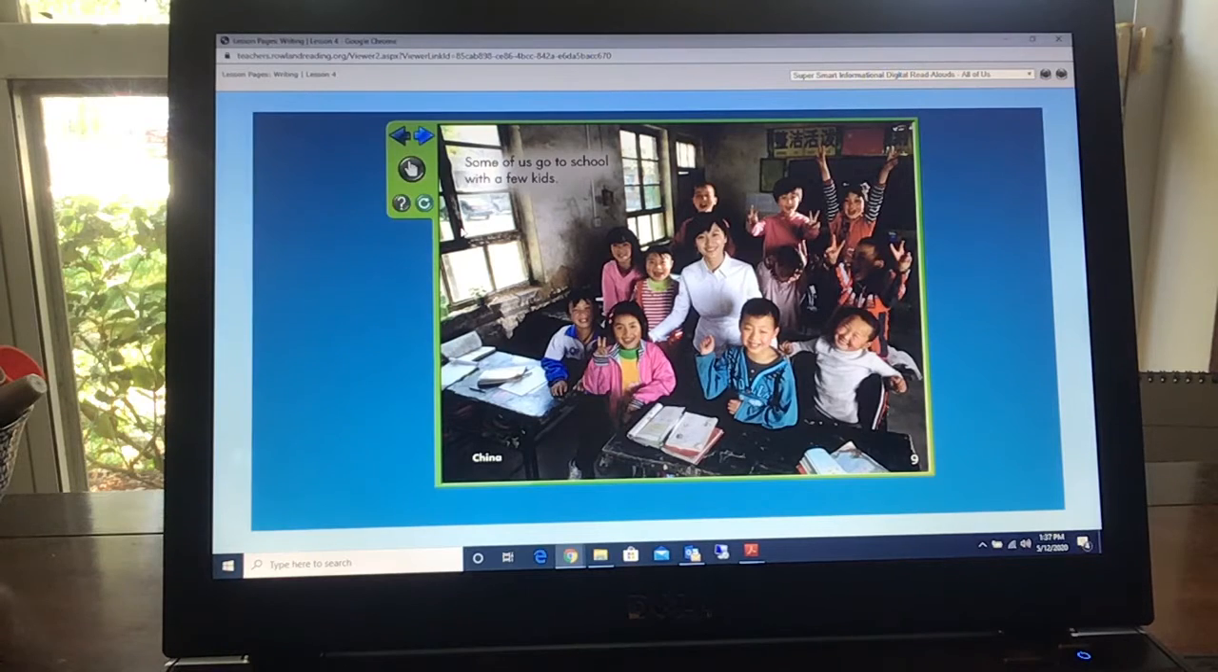Some of us go to school with a few kids. And this is a picture of a schoolhouse in China. That's right. And China is part of Asia, the continent of Asia.